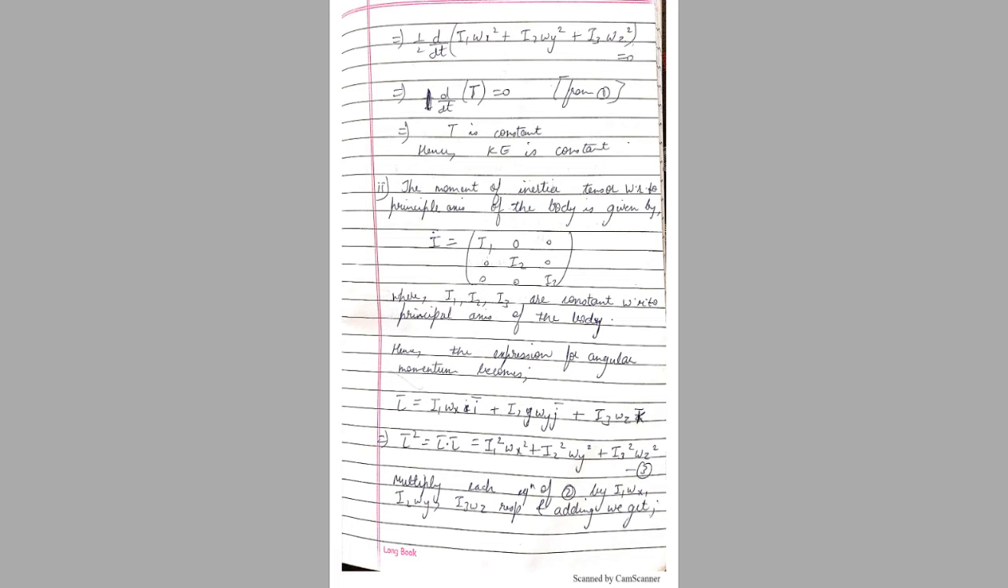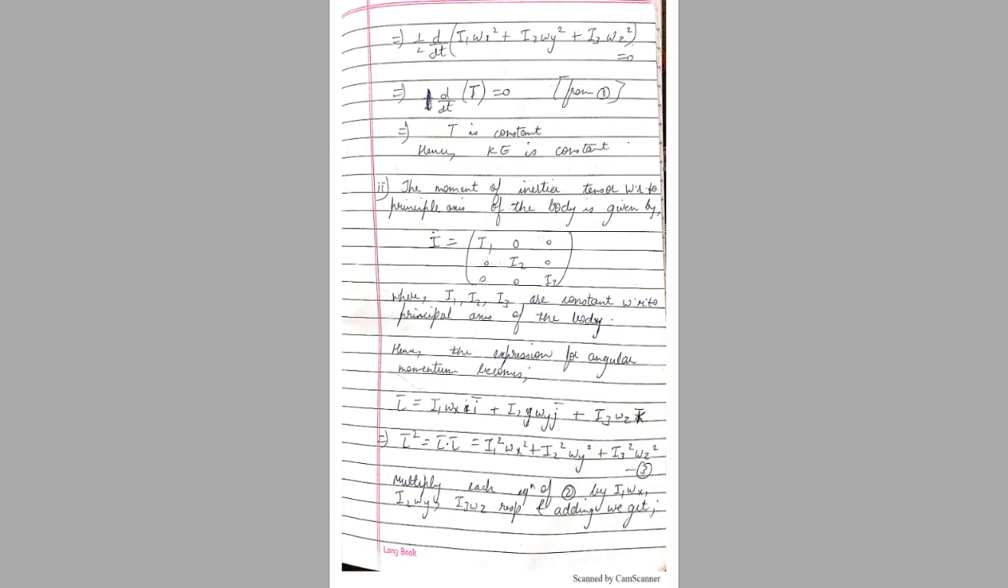That means the derivative of kinetic energy with respect to time is 0. That means when the time changes, the kinetic energy remains constant. That is, kinetic energy is constant with respect to time t. Okay, so this was really simple.